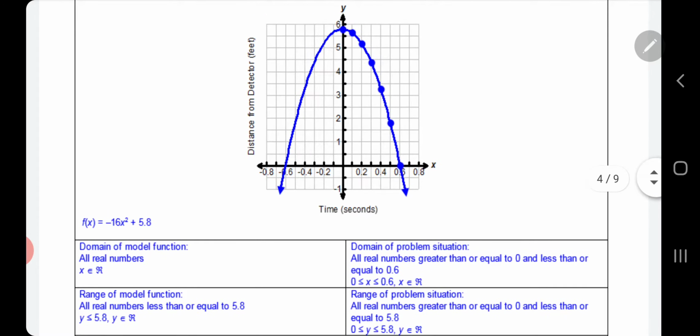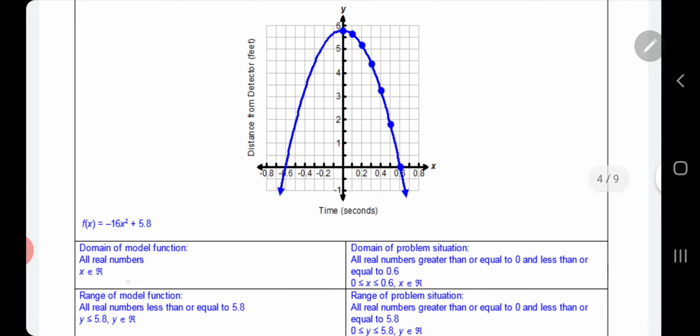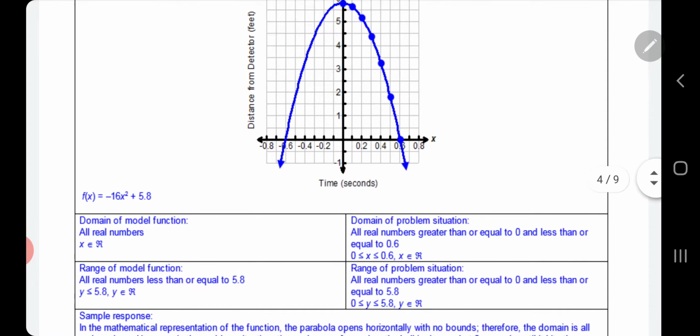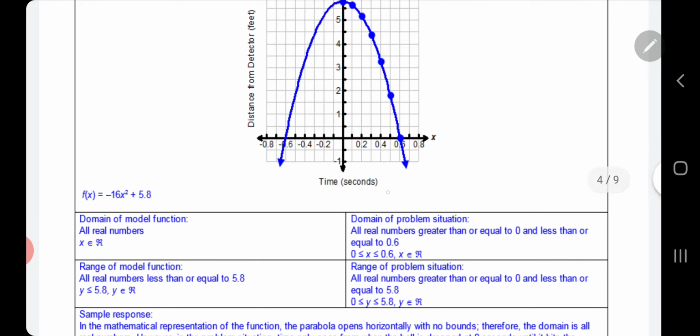So once again, they are different because in the model function, or just looking at this, we can have negative numbers. In the problem situation, we cannot have negative numbers, because negative numbers would indicate negative time, which we do not have. Or it would also indicate that we are below the ground, which we do not do.